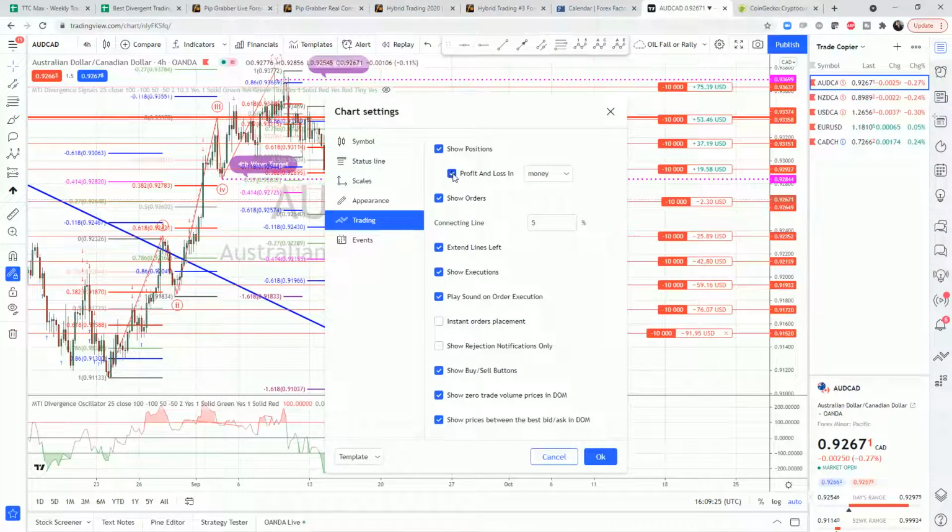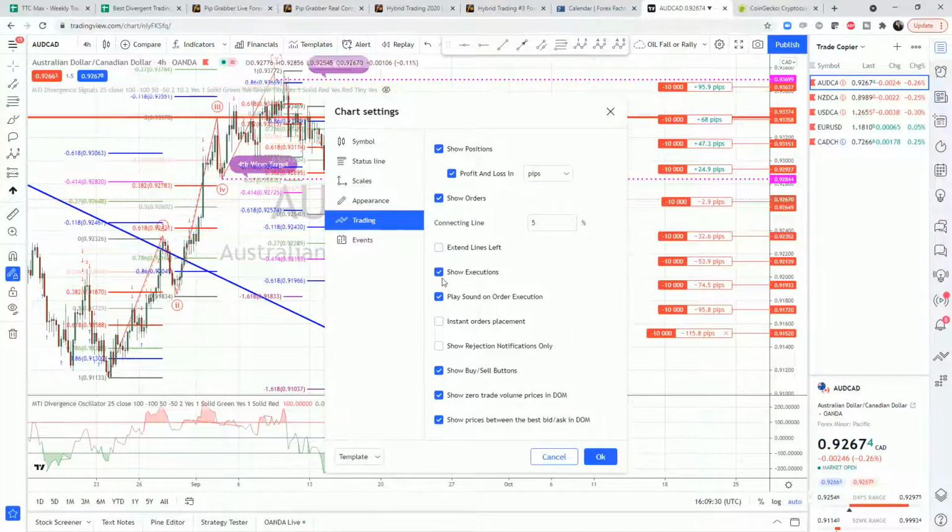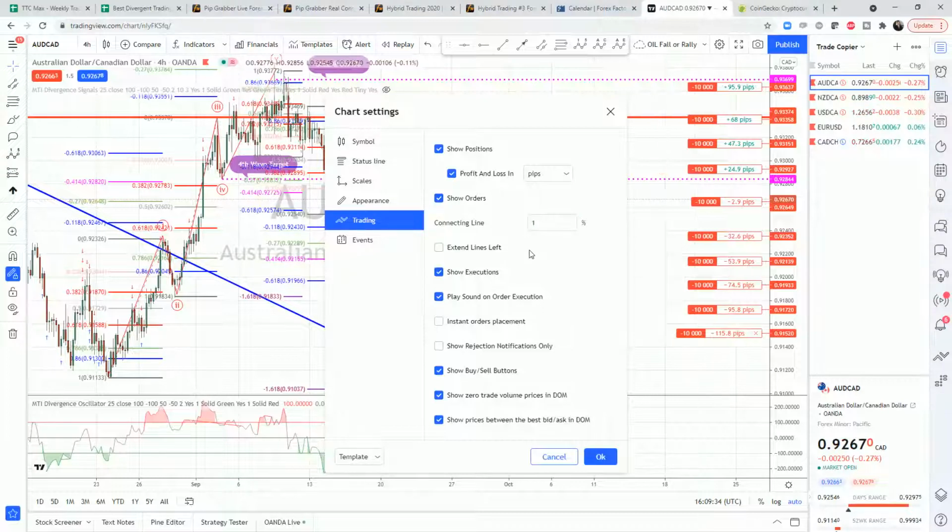And I'm going to just go ahead and just remove that out the way. Just move that down to 1%. And just shift that there. And all right, that's it.